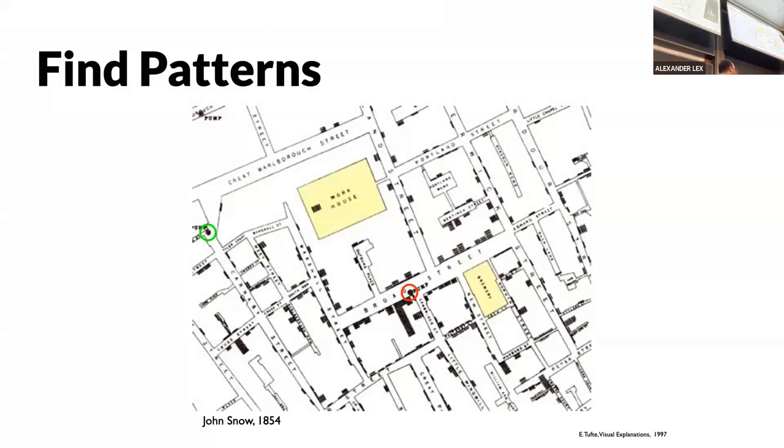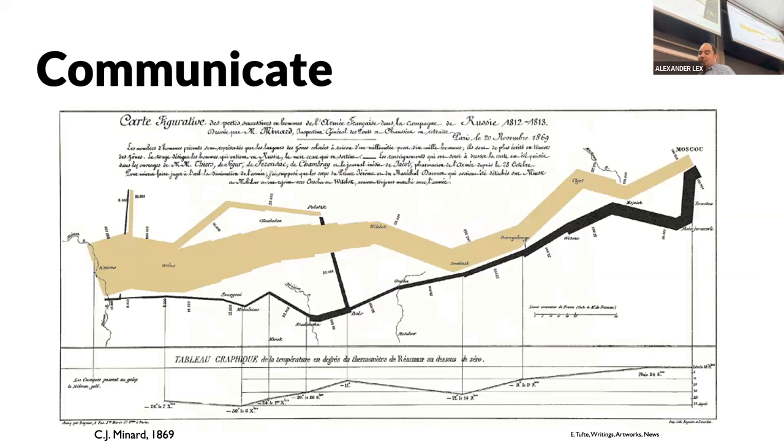So a little bit hard to see, maybe now a little bit better to see these circular dots here, and those were the water pumps in the area. And so I have highlighted a red one and a green one here. What you can see is that the cholera cases cluster around this one water pump, right? So his theory was that this water well is causing cholera. And so the story goes, he had the handle of that water pump removed and that helped to prevent further infections.